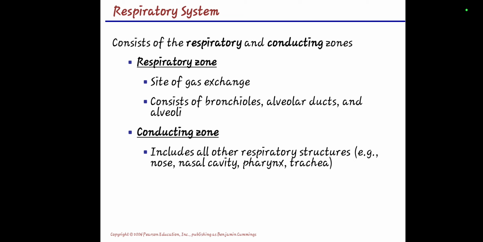So what is the difference between these zones? The respiratory zone is a site of gas exchange. Meaning, here in this particular zone, the gaseous exchange, or the exchanging of gas, occurs. It also consists of bronchioles, alveolar ducts, and alveoli. Basically, the function of the respiratory zone in the respiratory system is to diffuse oxygen. When we say diffuse, it is the exchanging of oxygen molecules from the alveoli sac to the circulatory system.